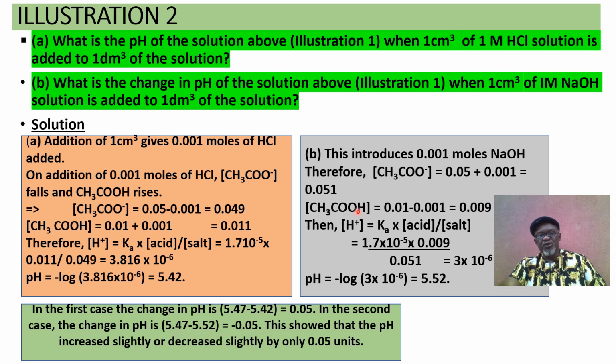So which means on addition of acid and addition of base, the pH of that buffer solution only changed by 0.05 units, either by increase or by decrease. So you can see that the change in the pH is very, very small. We can even neglect this, because if you approximate, this will give us 0.1, which is not very appreciable. And that's the function of the buffer solution.